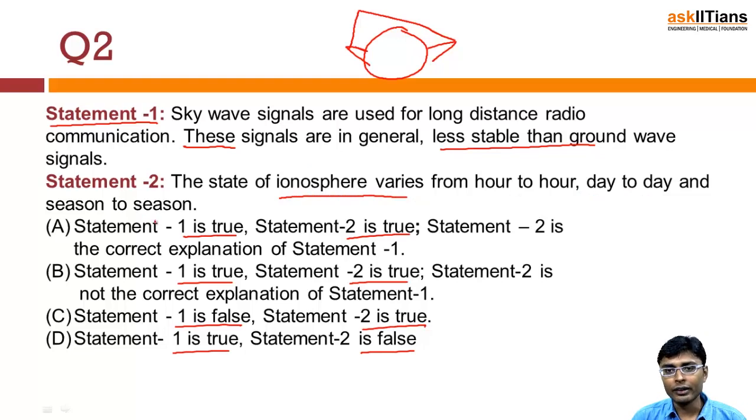So they are exactly right. See, the sky waves are less stable because the state of ionization varies from time to time, that is hour to hour, day to day, and season to season. Therefore, the sky waves are less stable as compared to the ground waves. Therefore, statement 1 and 2 both are correct, and statement 2 is the correct explanation for statement 1. Therefore, option A will be the correct answer for this question.